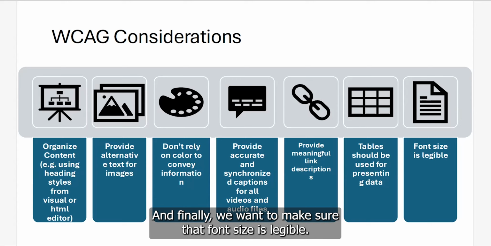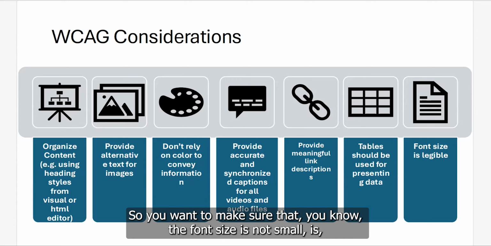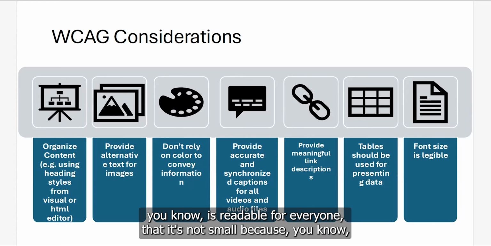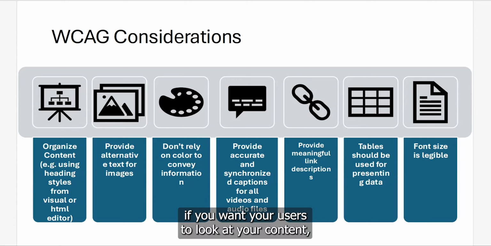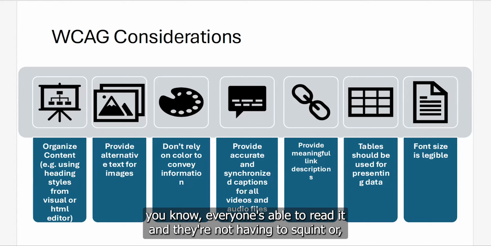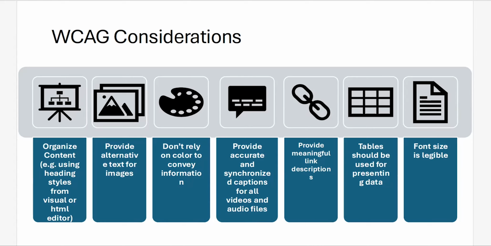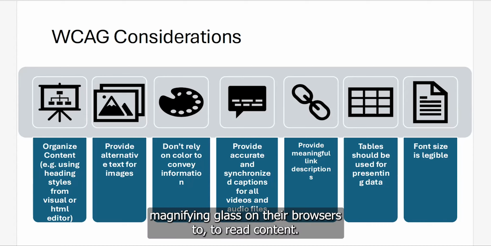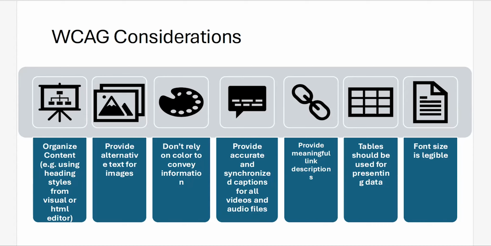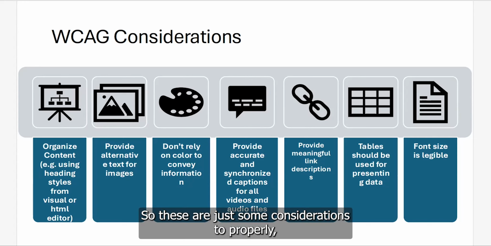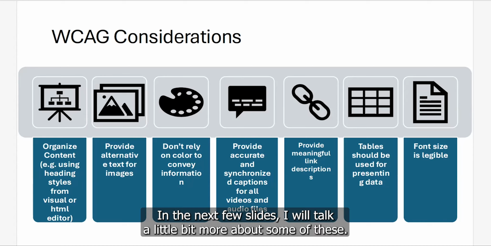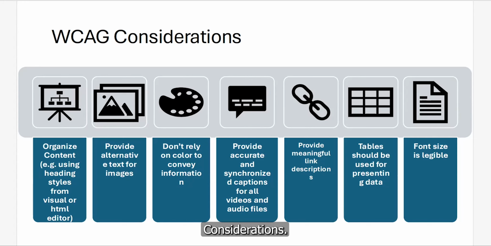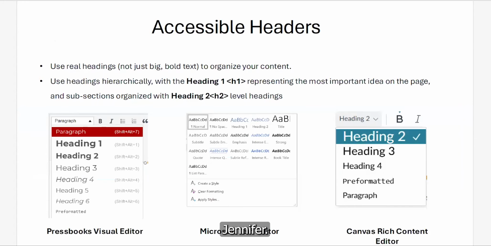And finally, we want to make sure that font size is legible. So you want to make sure that the font size is not small, is readable for everyone, because if you want your users to look at your content, you want to make sure that everyone's able to read it and they're not having to squint or use the magnifying glass on their browsers to read content. So these are just some considerations to properly meet web content accessibility guidelines. In the next few slides, I will talk a little bit more about some of these considerations. So you can go ahead and go on to the next slide, Jennifer.